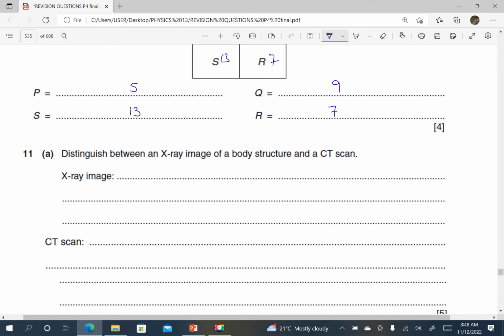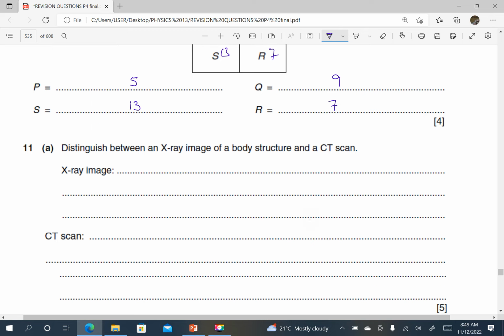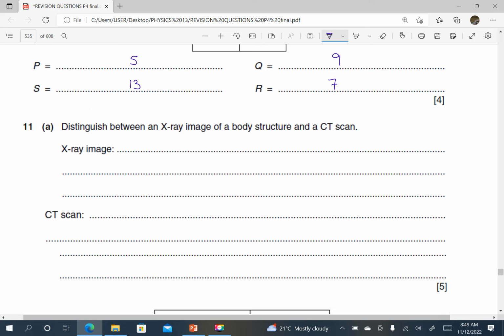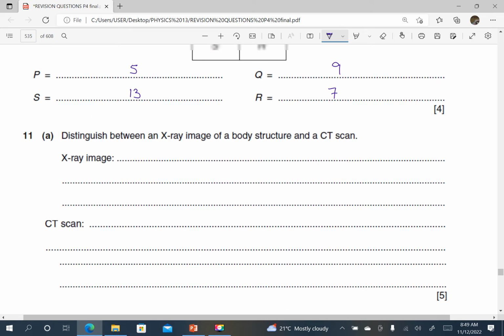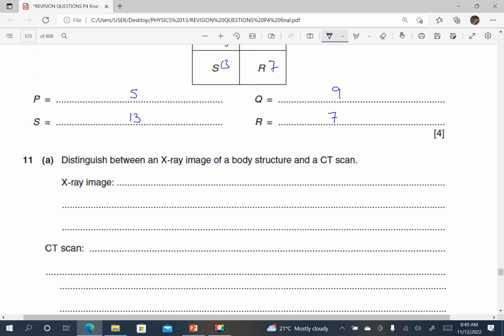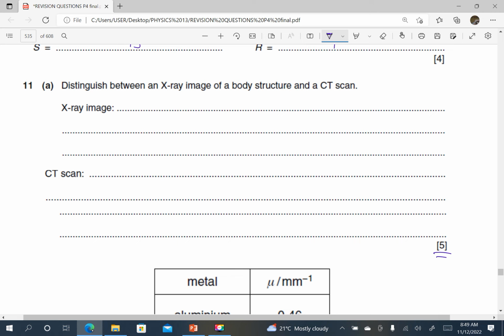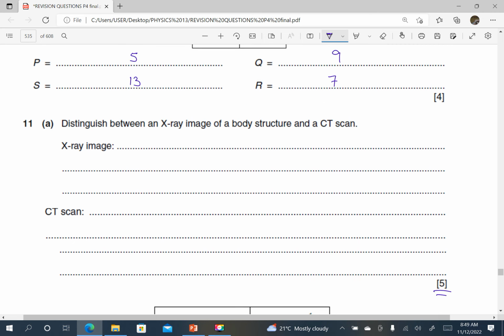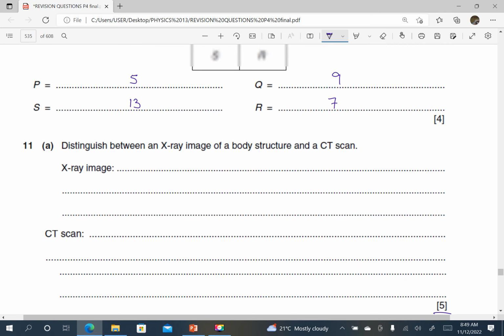Distinguish between an X-ray image of a body structure and a CT scan. Of course, an X-ray image is the simplest, a two-dimensional image on a flat piece of material which does not even indicate how deep the organs are inside the body. We first look at the marks, there are 5 marks. So I think 2 will be for the first part and 3 will be for the second part.